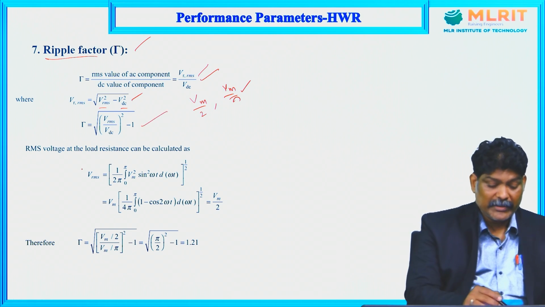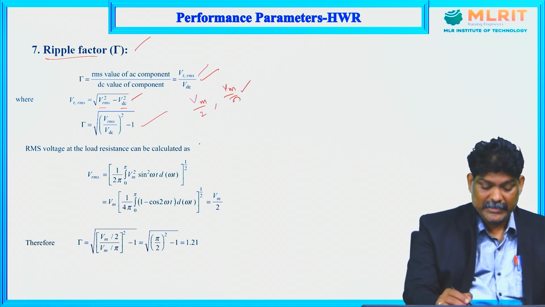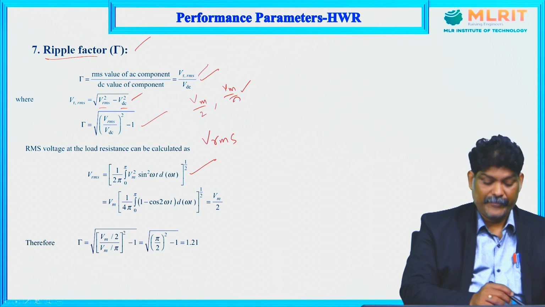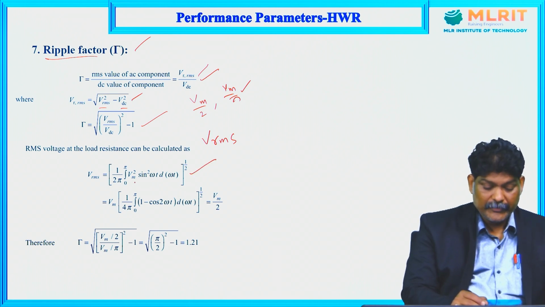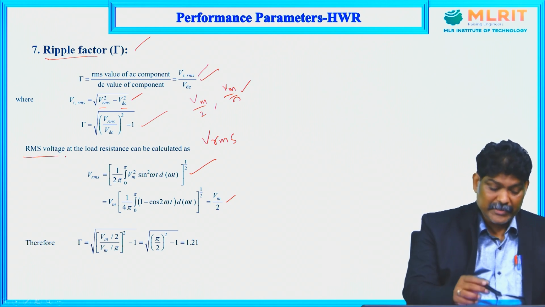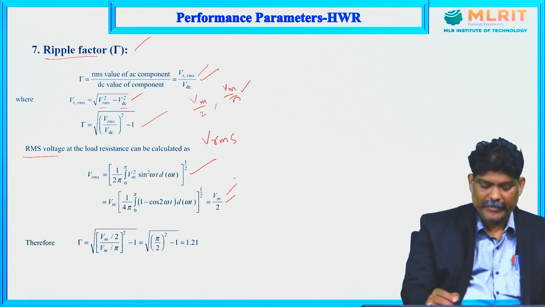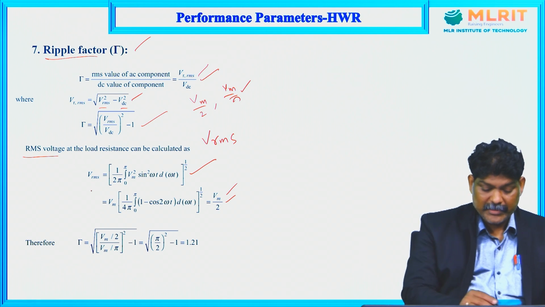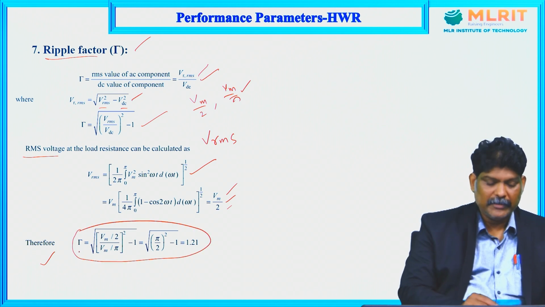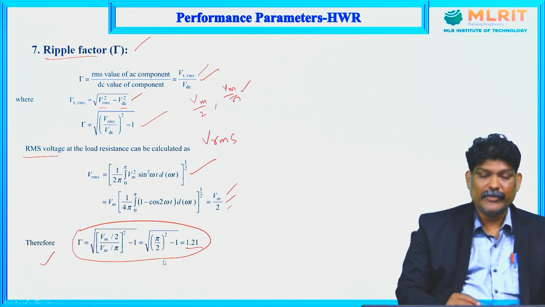The RMS voltage, VRMS, we have just discussed. VRMS can be calculated using this: the square root of 1 by 2 pi, integral from 0 to pi, Vm square sin square omega t dt. If you do this, you will get Vm by 2. We have done this for RMS voltage and RMS current, so the same procedure has been applied here. VRMS can be written as Vm by 2. And if you substitute these values, we find the ripple factor is about 1.21.